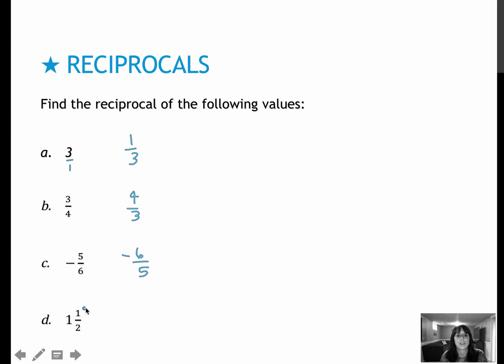Let's go ahead and call it 1 1/2. Let's turn that into an improper fraction. So 1 times 2 is 2 plus 1. So this is the same as 3/2. That's how many I have total, 3/2. And so the reciprocal of 3/2 would be 2/3. So that was the tricky one because you had to turn it into an improper fraction first.